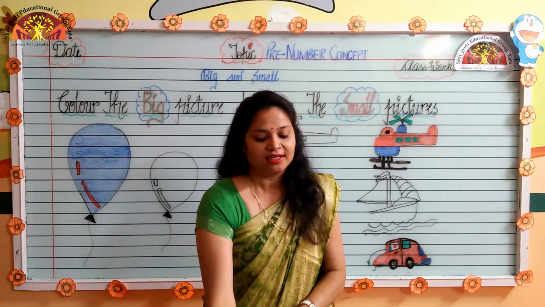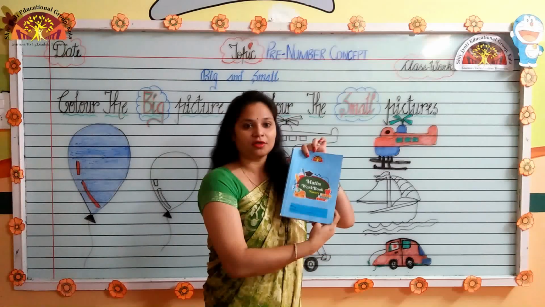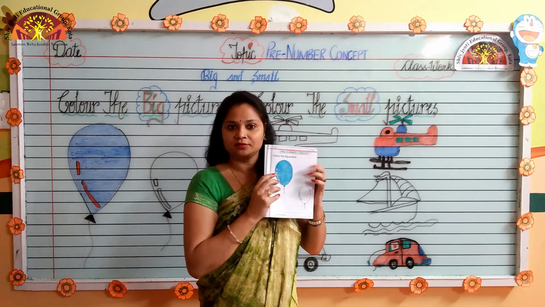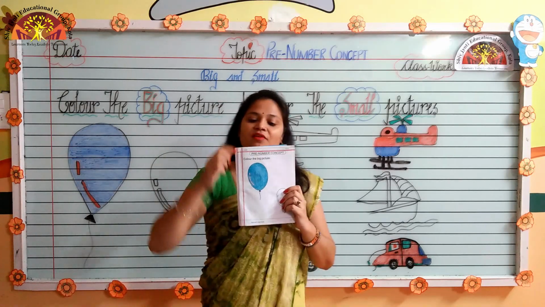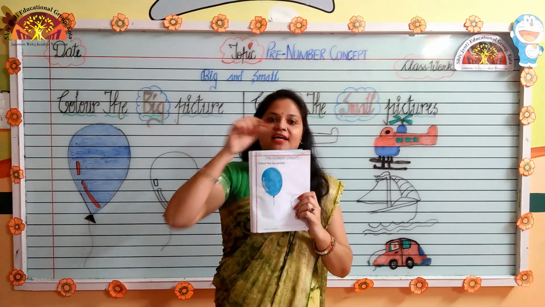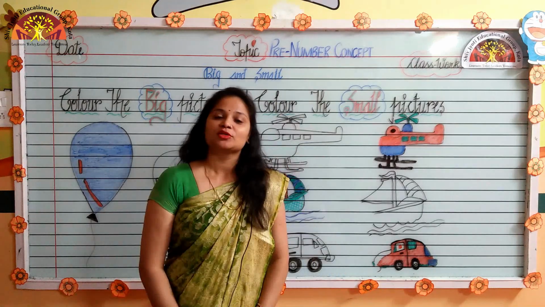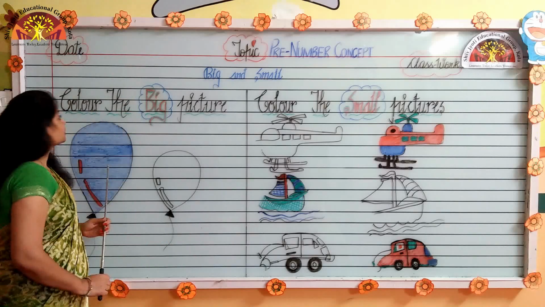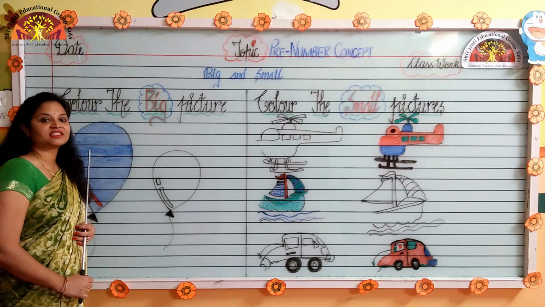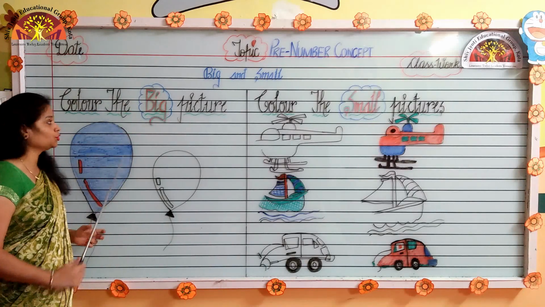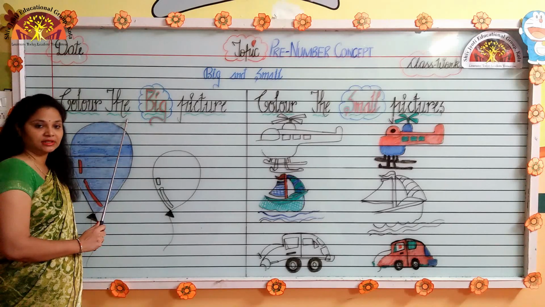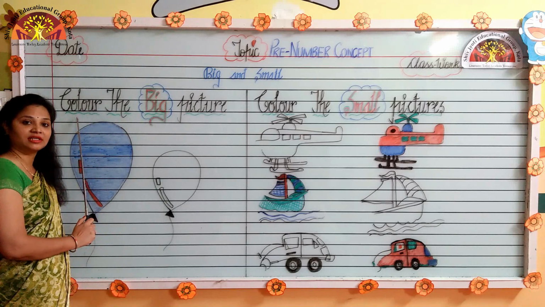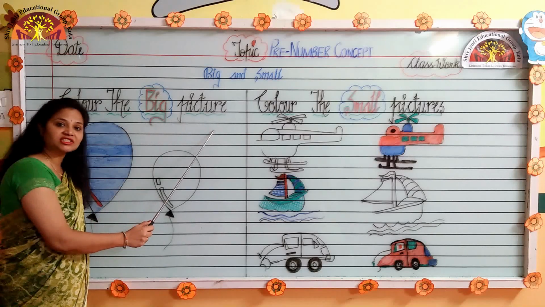Now kids, take out your Maxwell book. Open page number 1. Parents are requested to mention the date and classwork at the top. So kids, now look at the board. On page number 1, we have to color the big picture.